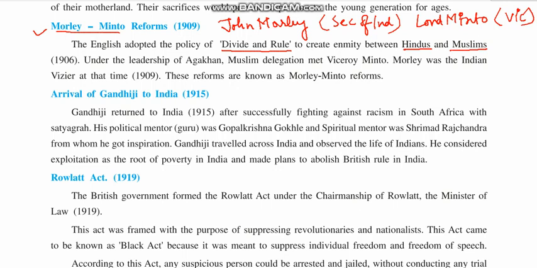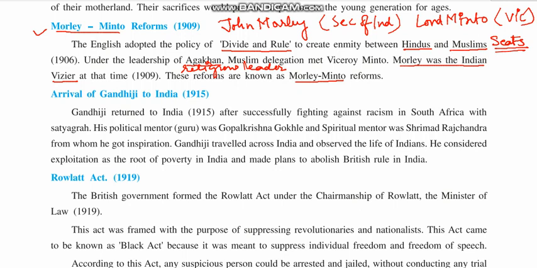Now what did they say? They wanted to divide Hindus and Muslims by giving separate seats for elections. Under the leadership of Aga Khan, the Muslim delegation met Viceroy Minto. Aga Khan was the religious leader of Muslims. Minto was the Indian Wazir at that time. Indian Wazir means Viceroy. At that time, the reforms were made as Morley-Minto reforms, and later on they gave seats to Muslims.